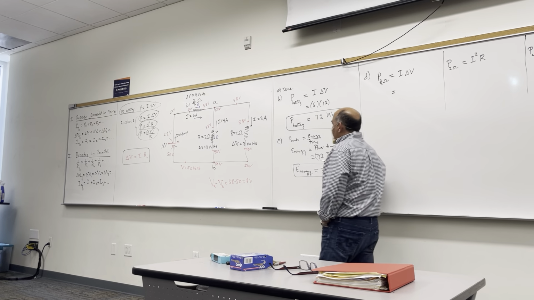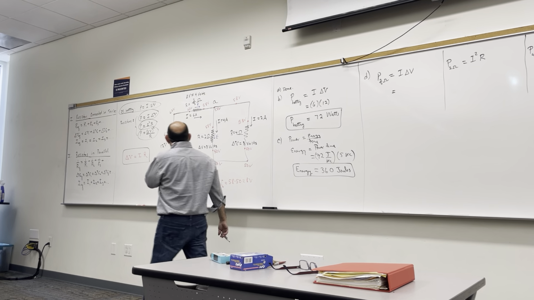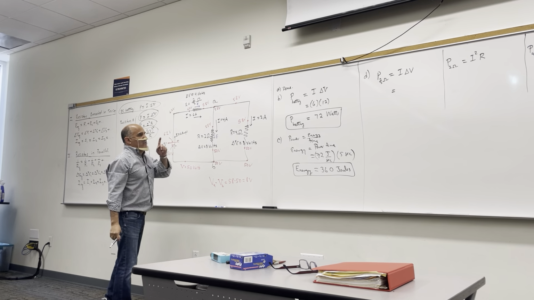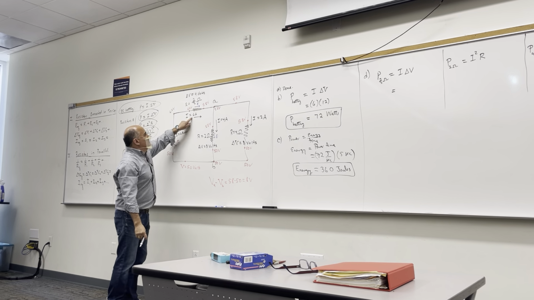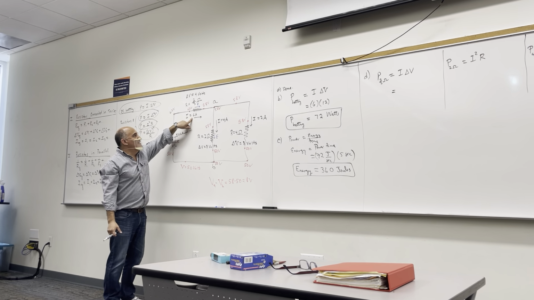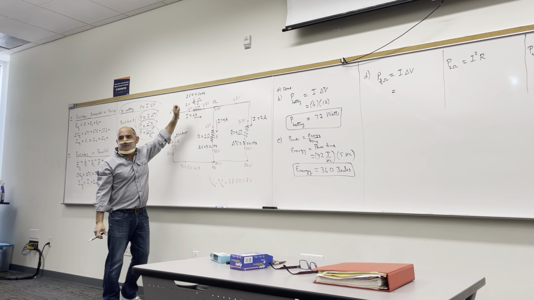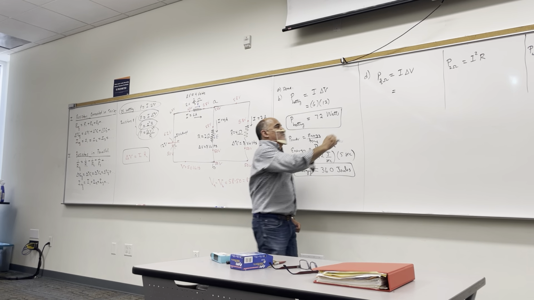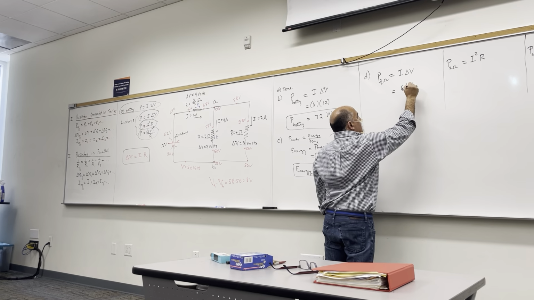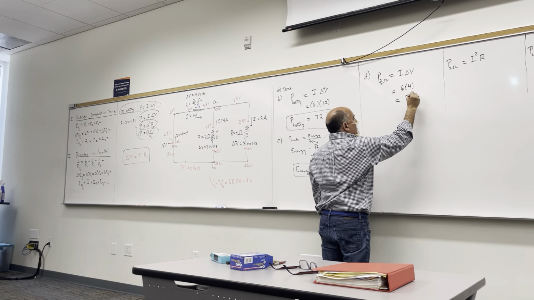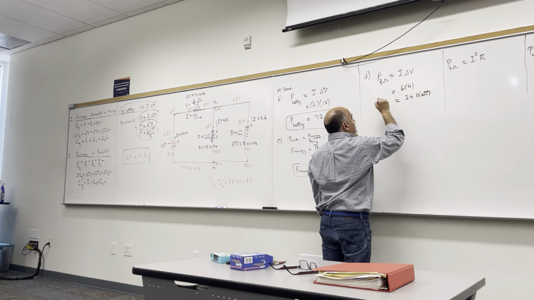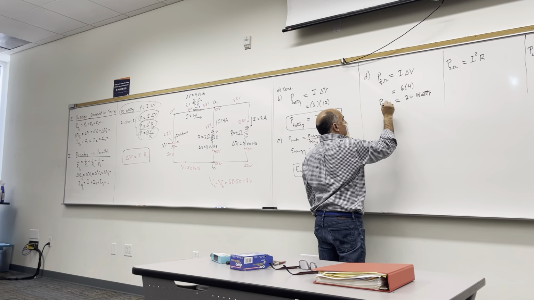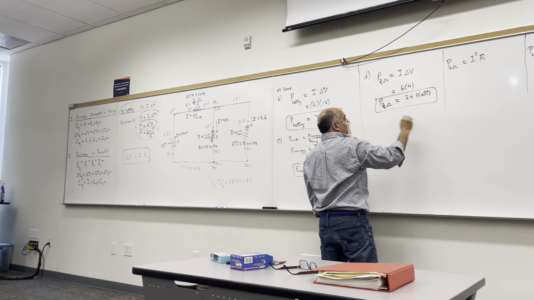Well, for the resistor with resistance 2/3 of an ohm, if I use the current times the voltage, what is the current through this resistor? 6. And what is the voltage across it? 4 volts. So 6 times 4, and the answer is 24 watts. I'll just use that notation.